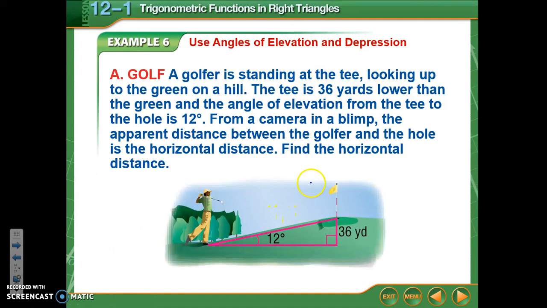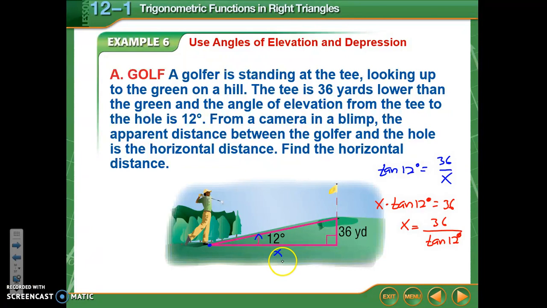And this would be an example of the way we could use it. We have a golfer who's looking up. So here I have a 12-degree angle of elevation. From the tee, where he's starting, to the top of the hole, that angle of elevation is 12 degrees. The tee is 36 yards lower than the green, so I have a 36-yard distance here, and we want to find this x, the horizontal distance. In order to find that horizontal distance, I can use tangent, because based on my 12-degree angle, I know something about the opposite and the adjacent. I set up my equation like this: multiply both sides by x. Divide by the tangent of 12 degrees and use a calculator.